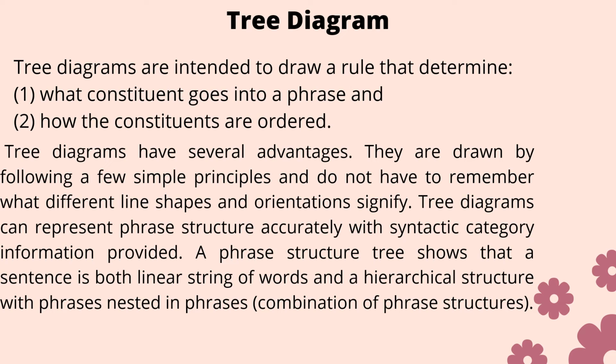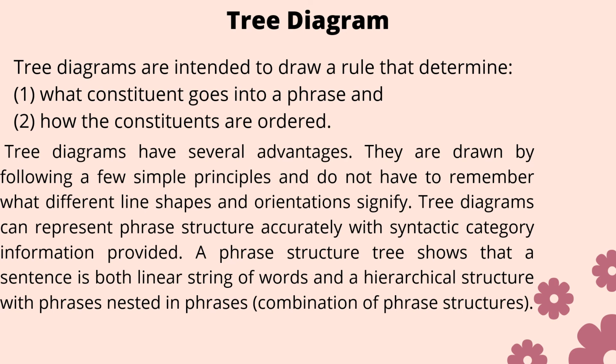We go to the last diagram. It is the most commonly used. Tree diagrams are intended to draw a rule that determines what constituent goes into a phrase and how the constituents are ordered. It has several advantages. They are drawn by following a few simple principles and do not have to remember what different line shapes and orientations signify, such as I just explained about the Reed-Kellogg diagram. Tree diagrams can represent phrase structure accurately with syntactic category information provided. We can see later.